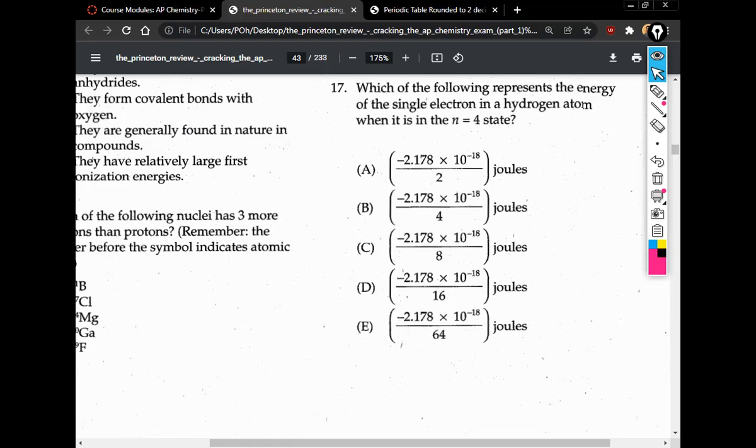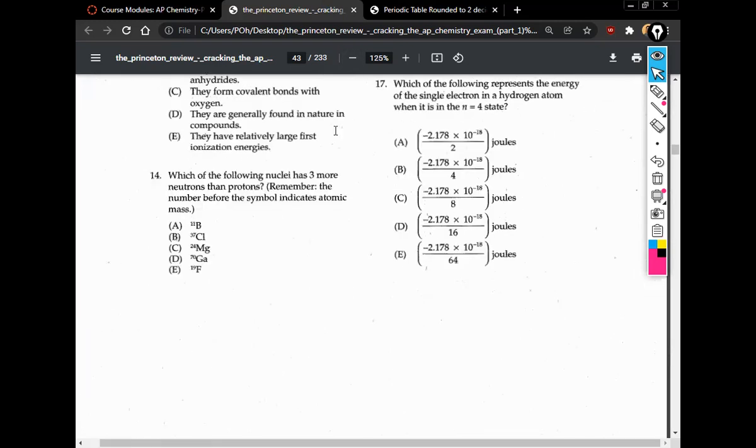Oh wait, sorry guys, it's not even on here. Yeah, I was looking at... My bad, guys. We'll skip this problem. This isn't gonna be on the test. Wow. All right, moving on.